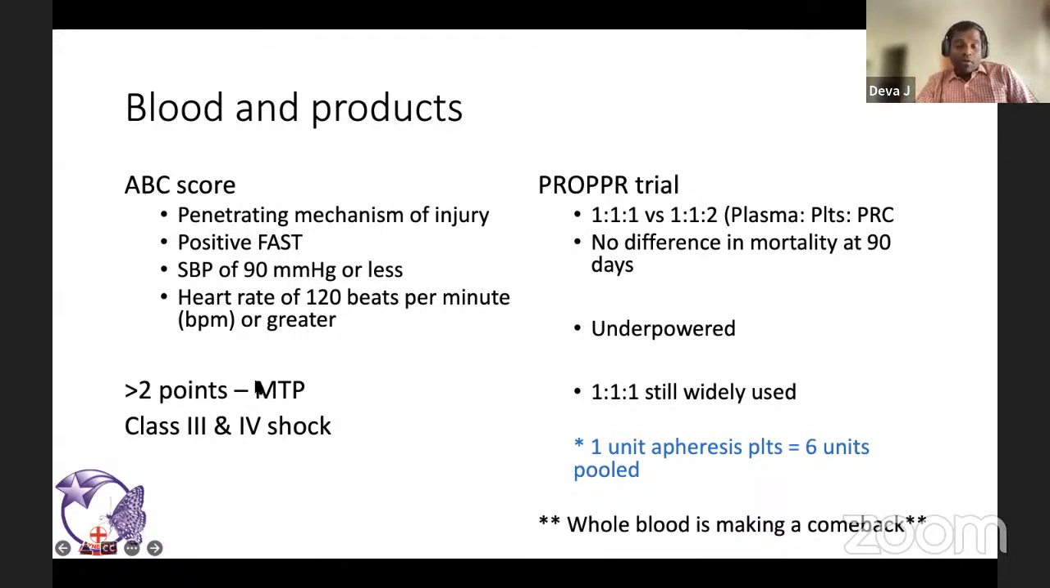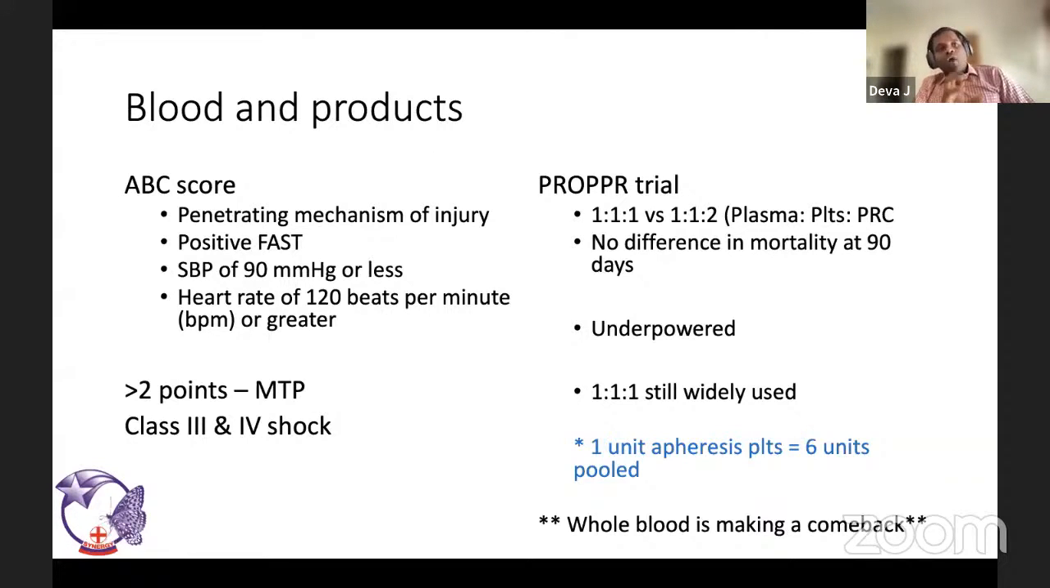So you might want to activate the massive transfusion protocol in your hospital. As I mentioned before, the class 3 and 4 shock patients are likely to need blood. So that's a simple scoring system to predict who is likely to need blood.